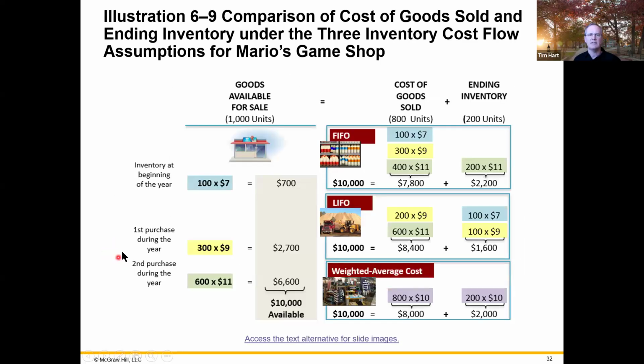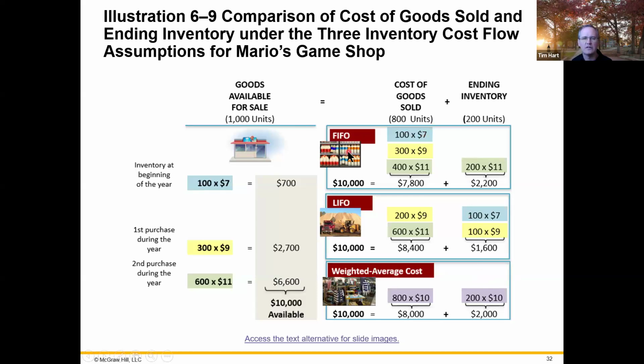Okay, so comparing these three costs then, so taking a snapshot of each of those costs, beginning inventory, there's 1,000 units for sale. In reality, depending on which way we count it, it's going to give us different results. So it's inventory beginning of the year, it actually did cost us $7 a unit. That first purchase actually cost us $9. Second purchase actually cost $11. That's available for sale. Now, what do we do with it?